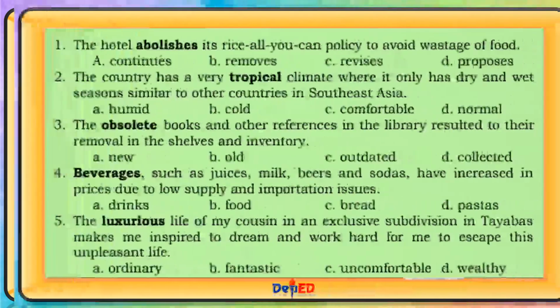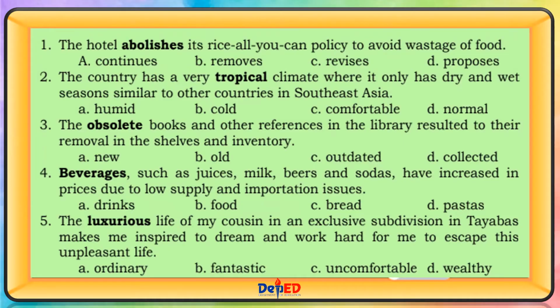The hotel abolishes its rice-all-you-can policy to avoid wastage of food. The correct answer is B. Removes. The country has a very tropical climate where it only has dry and wet seasons similar to other countries in South Asia. The correct answer is letter A.